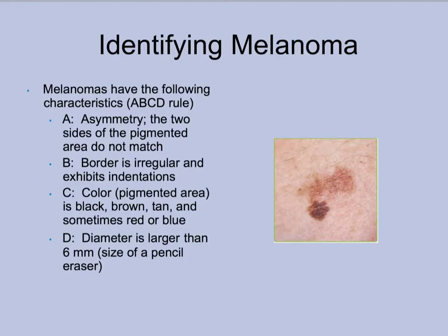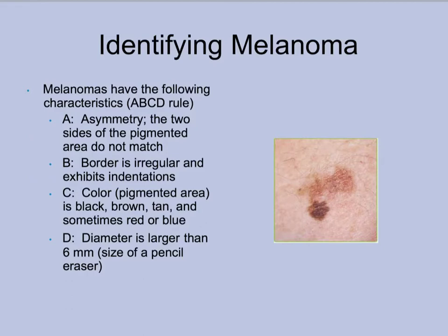And we follow the ABCD rule. First, you look at the asymmetry of a mole. So if the 2 sides of the mole don't match, then that's one sign. The next one, B, is border. Is the border irregular and exhibits indentations? So you can see in this picture here, both of those things are true.